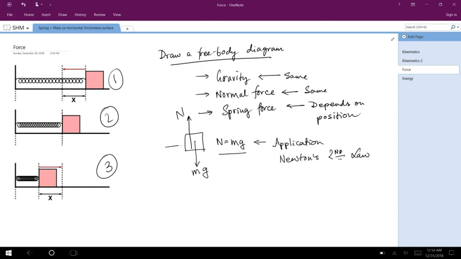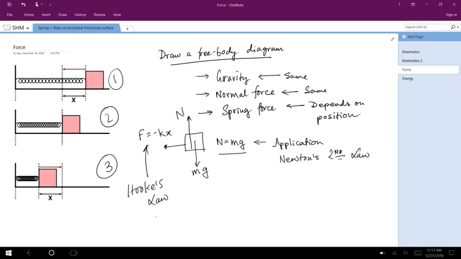Now in the horizontal direction, the spring is pulling on the block, and the spring force F is equal to negative k times x. And we know that because this is a consequence of Hooke's law. Hooke's law tells us that the force with which a spring pulls on something that is attached to it is proportional to either the extension or the compression in the spring.